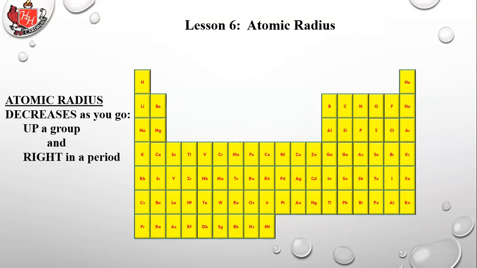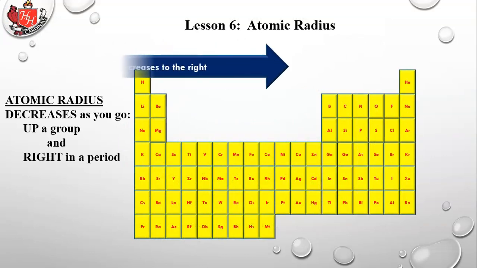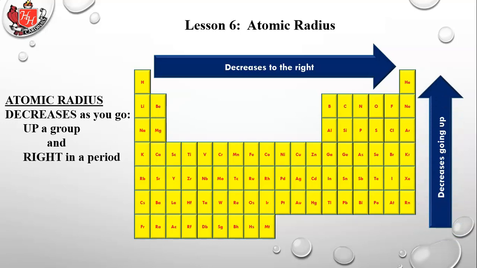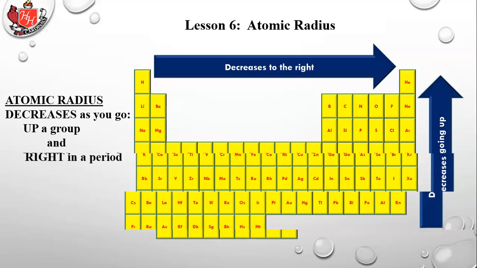So atomic radius decreases as you go up a group and to the right in the period. So notice it's the opposite of ionization energy and electronegativity. As you go from left to right, it's decreasing, not increasing. And as you go up, it's decreasing and not increasing. So let's talk about the reasons why that would be.